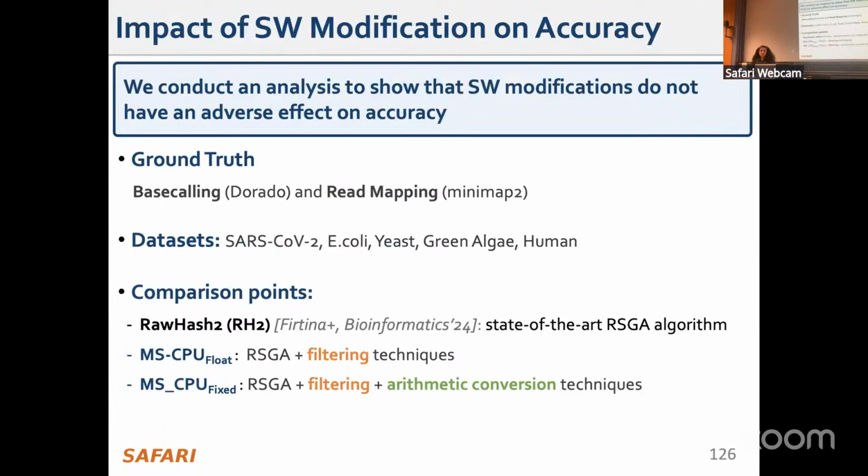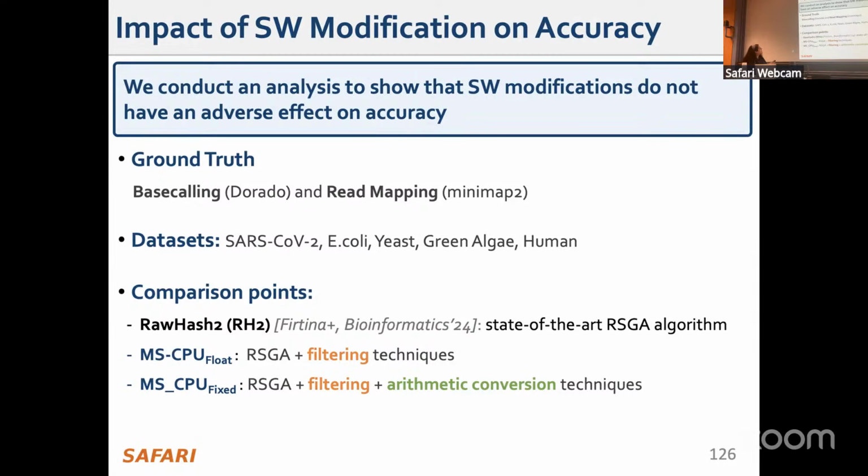And in the paper, we have analysis to show the software modifications do not have adverse impact on accuracy. So the ground truth is a system that uses base calling and read mapping. Base calling is a process that translates these raw signals to ACGT, right? So we are going to use that as our ground truth.